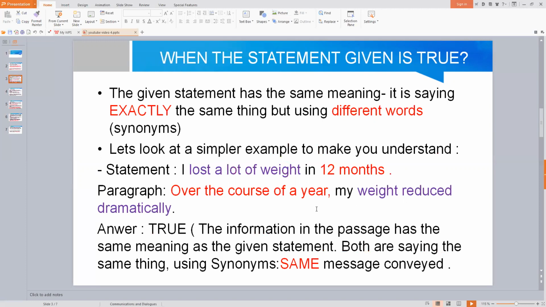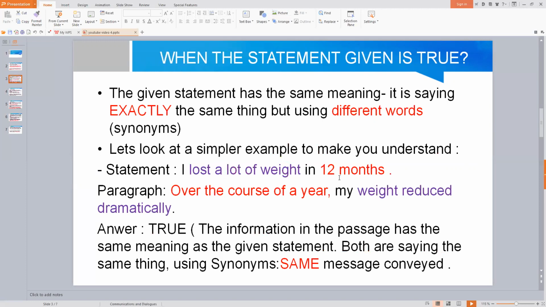So, both are telling that I lost a lot of weight in 12 months. And what they did was they used synonyms. If you look at the screen, you can see the synonyms used. They said, I lost a lot of weight. And in the paragraph it was written, my weight reduced. It's exactly the same thing. My weight reduced or I lost a lot of weight. It's the same thing, the same meaning.